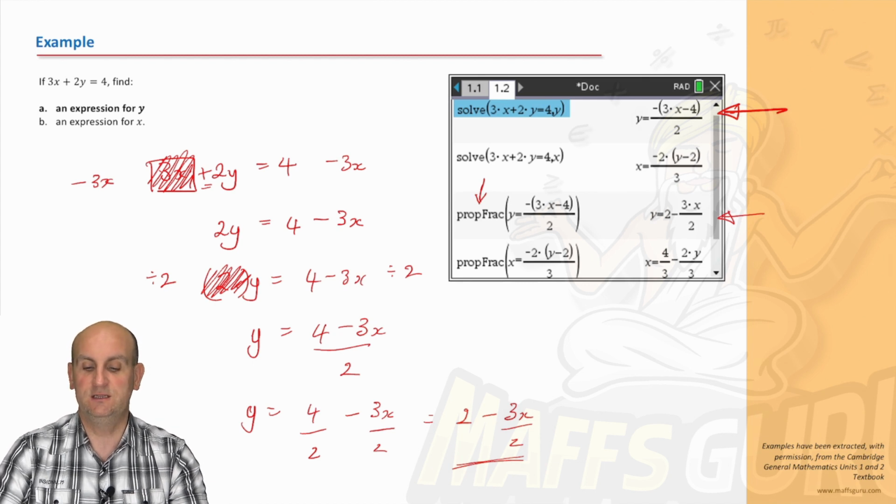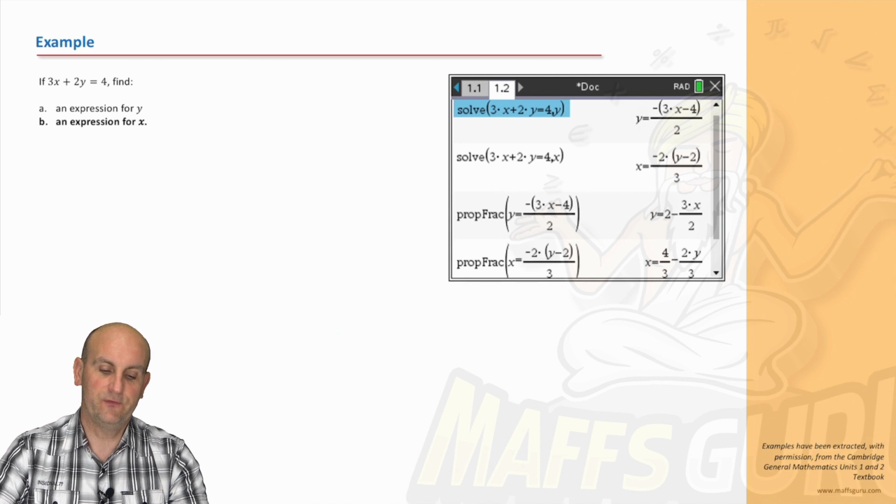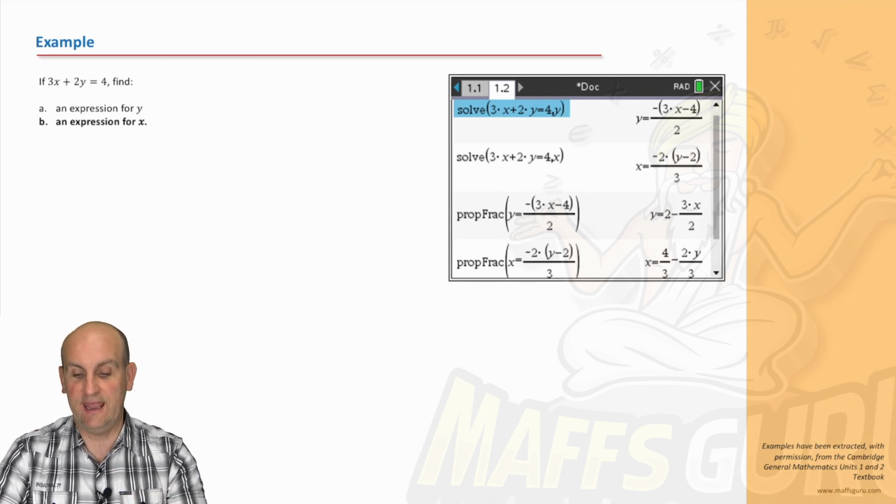So if you are going to do these type of questions, you're probably going to want to use the prop frac function to turn it from looking like that disgusting thing there into something a little bit better for us. And again, the same thing happened when we had x.